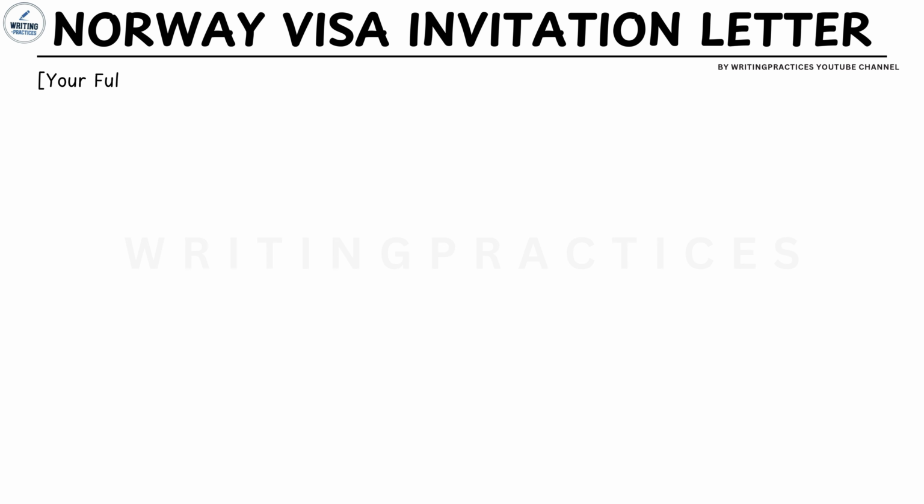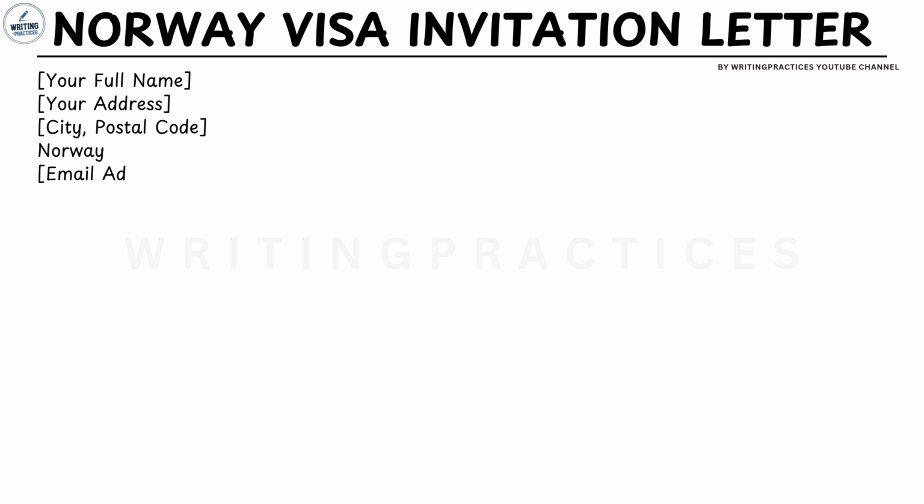Sender's information. The first section of your letter is all about introducing yourself. Start with your full name, followed by your address, including your city and postal code in Norway. Below that, add your email address and phone number. This information is crucial because it helps the embassy identify you as the host and know how to reach you if they need more information. For example: your full name, your address, city, postal code, Norway, email address, phone number. Make sure this information is accurate and complete, as any errors could delay the visa process.